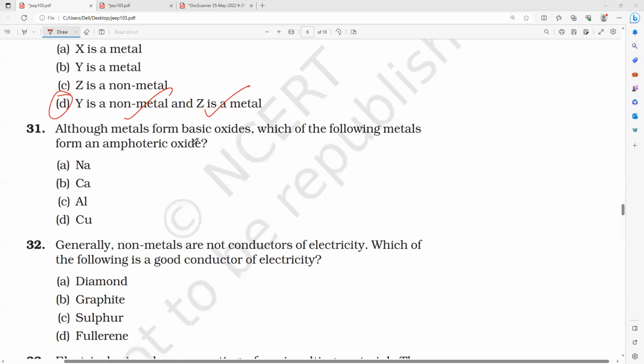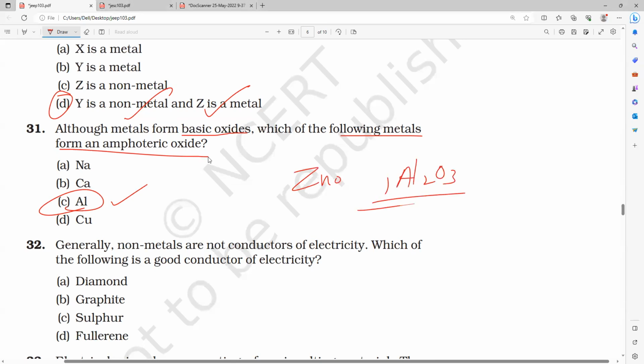All the metals form basic oxides. Which of the following metals forms an amphoteric oxide? What is that? Yes, which will react with acid as well as base. Only two we have according to our book: zinc oxide and aluminum oxide, Al2O3. Correct? So aluminum is the amphoteric oxide. What do you mean by amphoteric oxide? It reacts with both acid as well as base.